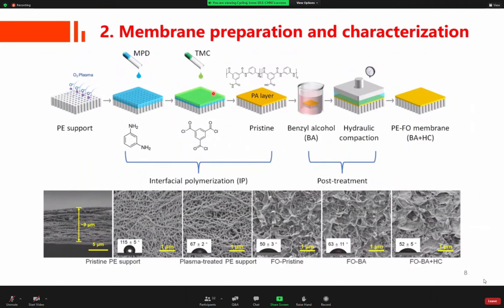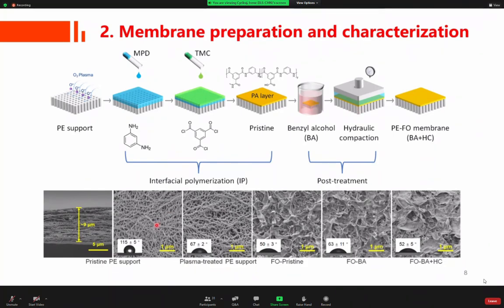This is the schematic diagram for the preparation of the PE-FO membrane. The pristine PE support is hydrophobic and difficult to be wetted by the aqueous phase during the interfacial polymerization. Therefore, we first hydrophilized the PE support by oxidant plasma modification. Then, by conventional interfacial polymerization, the polyamide active layer was formed on top of the plasma-treated PE support. Finally, the membrane was post-treated stepwise by benzyl alcohol and hydraulic compaction.